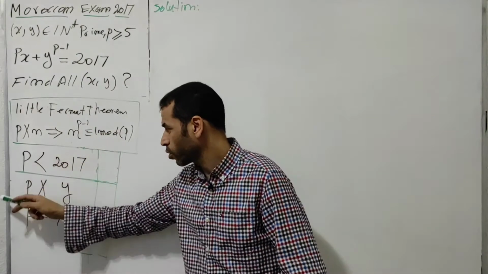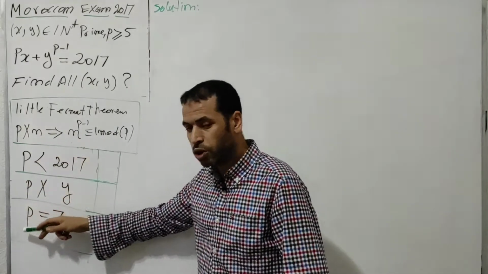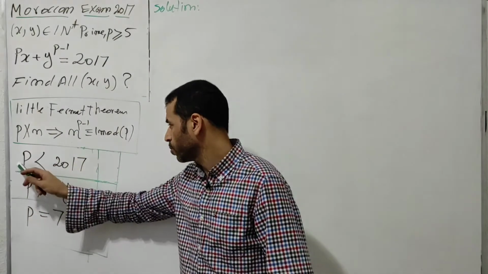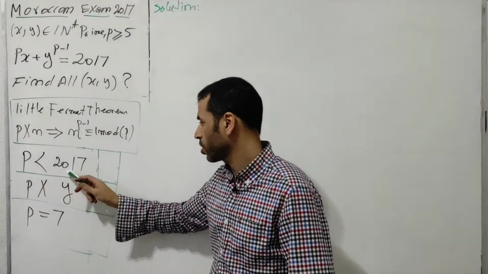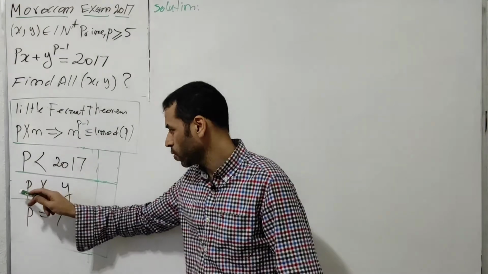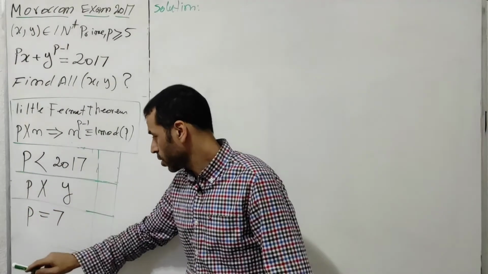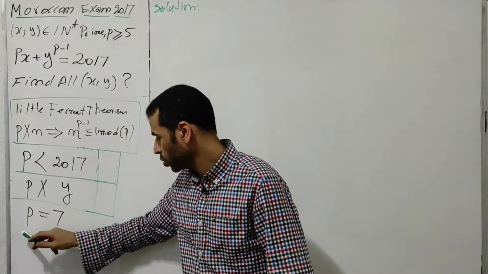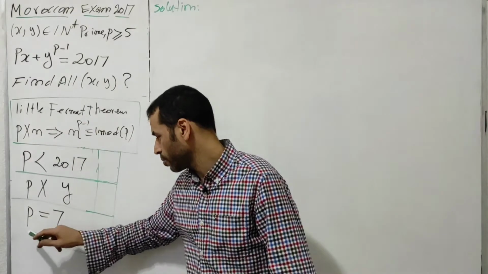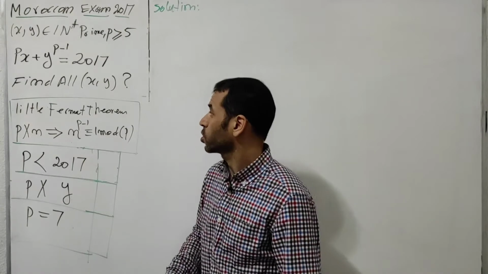Before we proceed with the solutions, we are going to show these facts. We are going to prove p is strictly inferior to 2017. The second fact, we are going to show p as a prime is not dividing y. The last fact, we are going to show p equals 7. Then we proceed with the solutions of this equation.